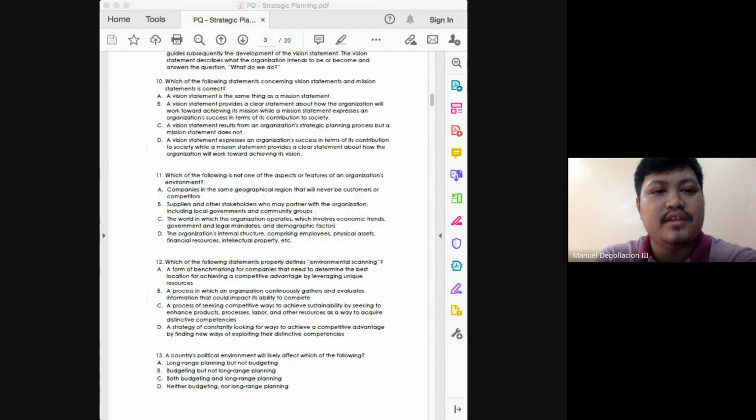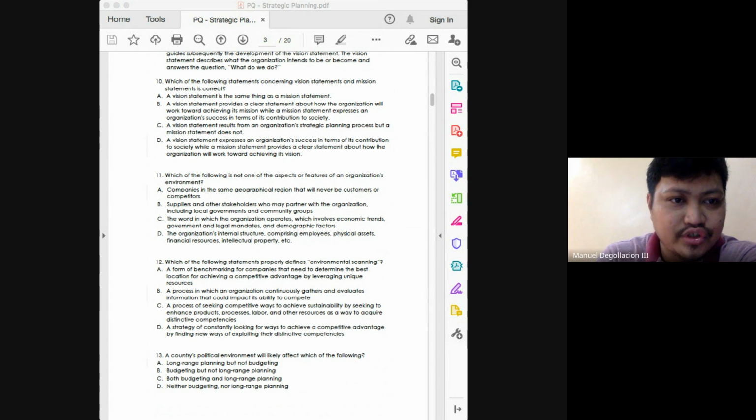Number 10, which of the following statements concerning vision statements and mission statements is correct? The answer here is letter D. A vision statement expresses an organization's success in terms of its contribution to society, while a mission statement provides a clear statement about how the organization will work toward achieving its vision. Letter A here is definitely wrong. Vision is not the same as a mission statement. While the definition provided in letter B is incorrect, it is the mission statement that provides how the organization will work towards achieving its vision.